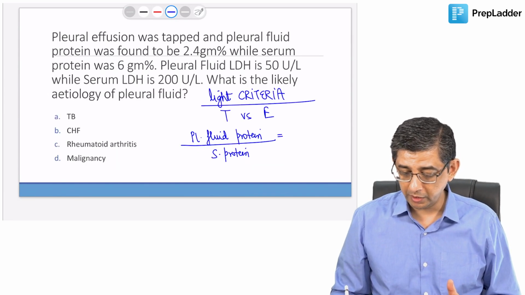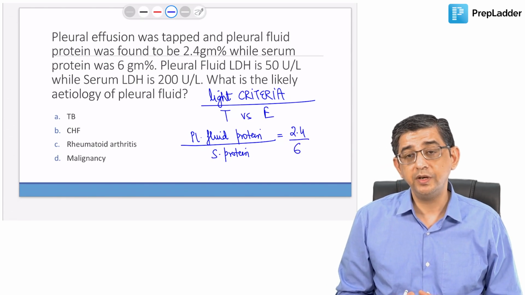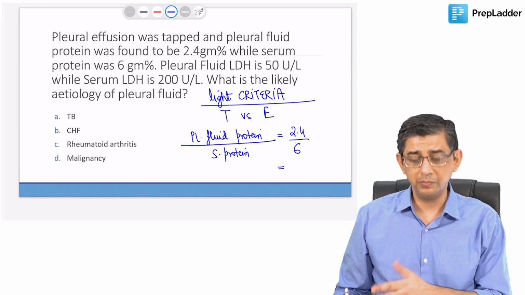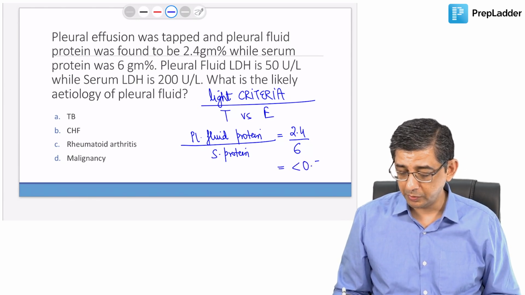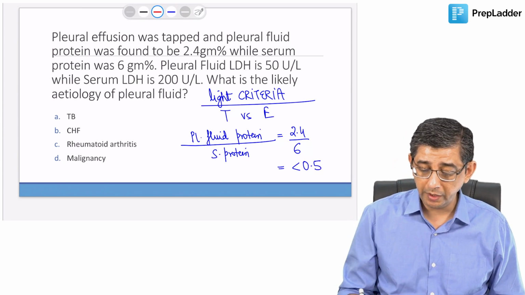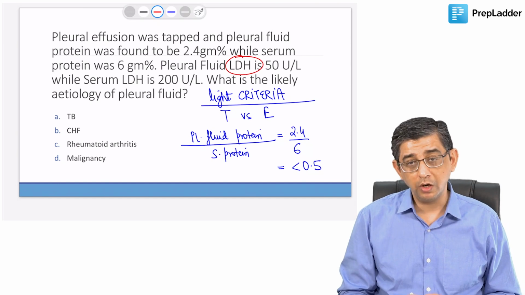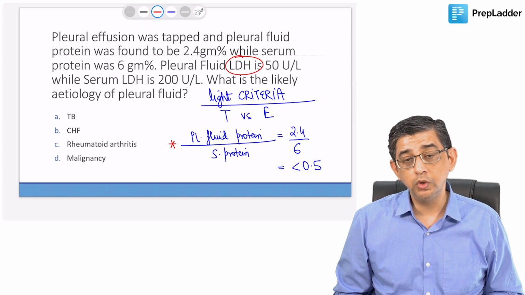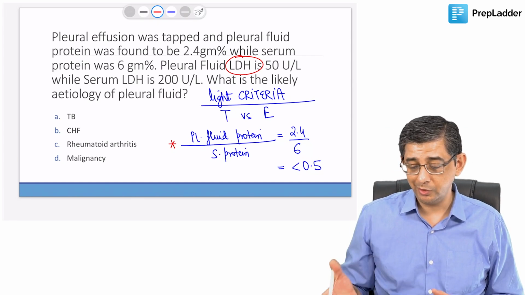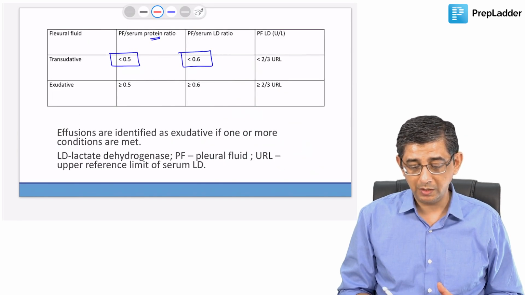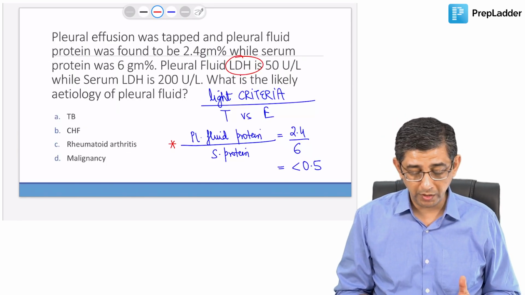The numerator here is 2.4. The denominator is going to be 6. So mathematically speaking, in this case the value will be something like 0.4. So it is less than 0.5. You don't need to even waste your time calculating the LDH values in the patient because it's a gross wastage of time. You've already cracked the question. The pleural fluid protein divided by serum protein turning out to be less than 0.5. You can see here that in case the value is less than 0.5, it indicates it is of transudative etiology.